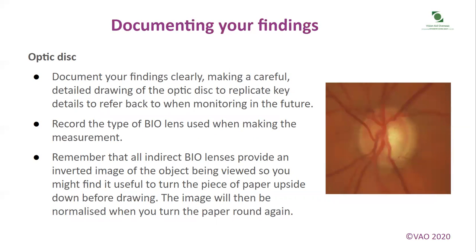Remember that all indirect BIO lenses provide an inverted image of the object being viewed, so you might find it useful to turn the piece of paper upside down before drawing. The image will then be normalized when you turn the paper the right way round again.